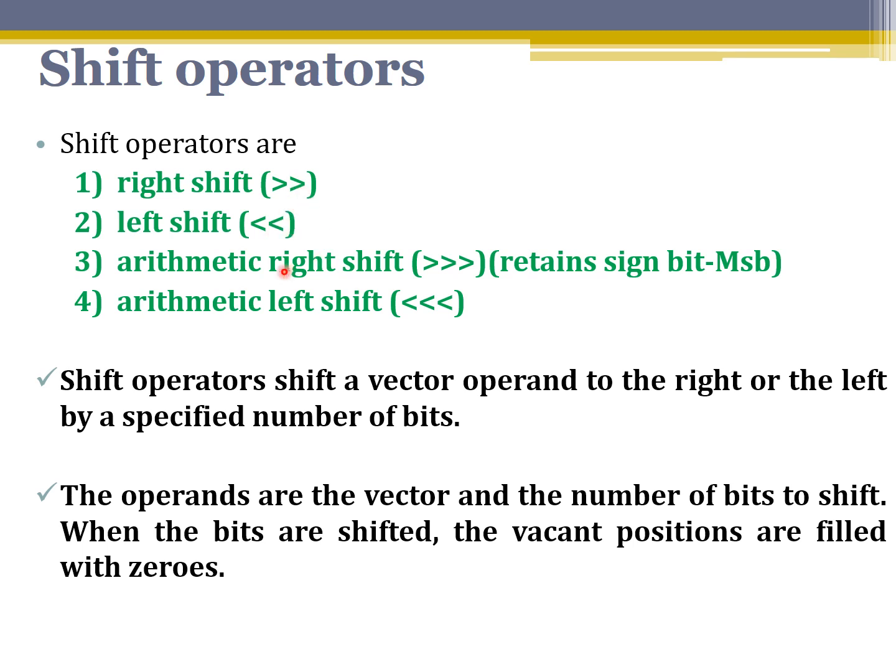We also have arithmetic shifts. The arithmetic left shift is the same as the normal logical left shift, but the arithmetic right shift is different. It will retain the sign bit; the MSB is retained. Shift operators shift an operand to the right or to the left by the number of bits specified in the statement. So the operands are the vector to be shifted and the number of bits to shift. When the bits are shifted, vacant positions are created, and the vacant positions are filled with 0.